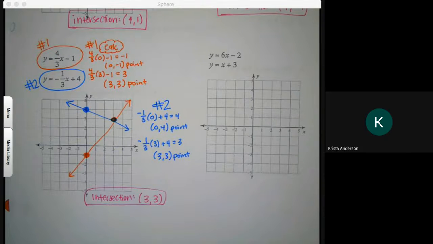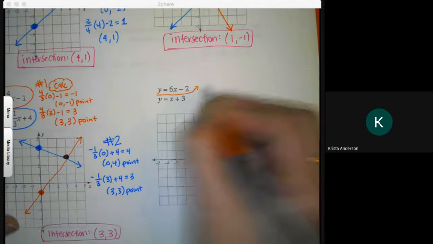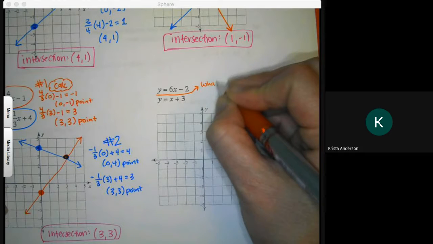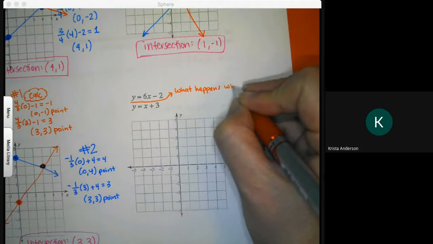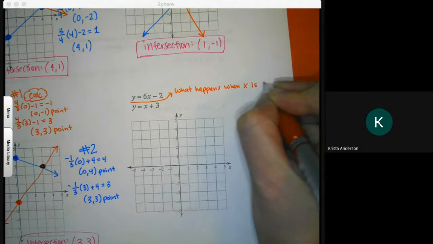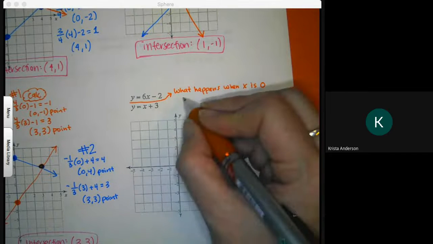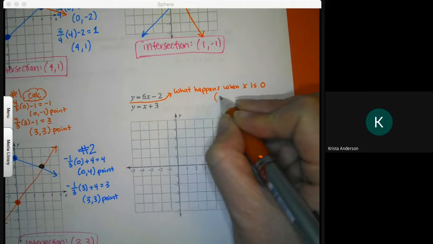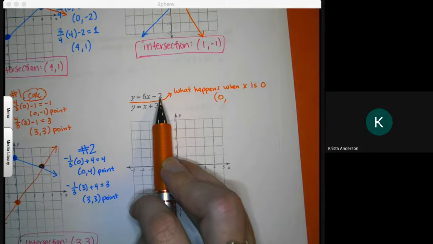So let's say I'm getting pretty good at this and picking up fast. If I don't want to show my work, I would look at this equation, and I would ask, what happens when x is 0? Where would that point be? When I put a 0 in here, that would make the 6 go away, which would leave me with -2.